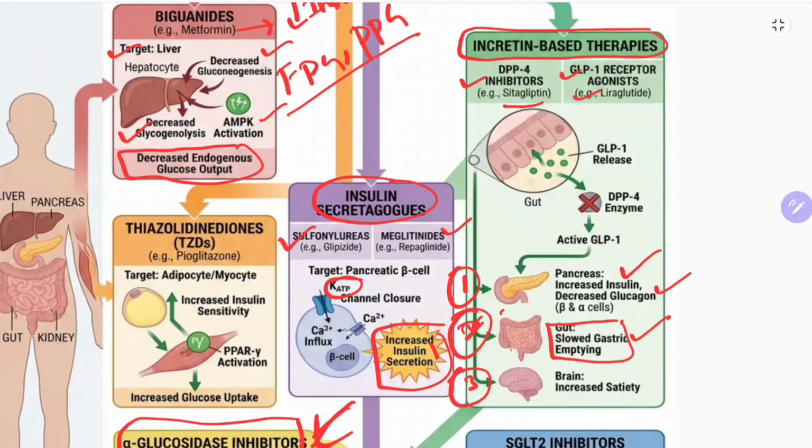Third one is they will act on the brain. They increase the satiety center of the brain, and the patient will feel that he will take a small amount of food, and he will feel that, oh, my stomach is full now. So that is how they act. They will increase the insulin secretion, decrease the glucagon secretion, and they will have an incretin effect. Second, they will act on the gut by reducing the gastric emptying time. Third, they will act on the satiety center of the brain.